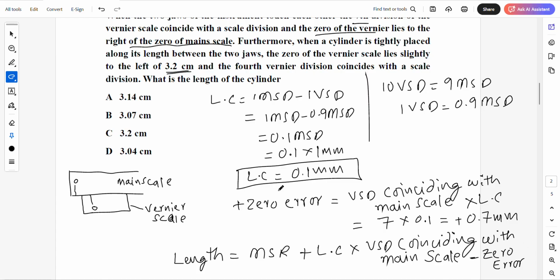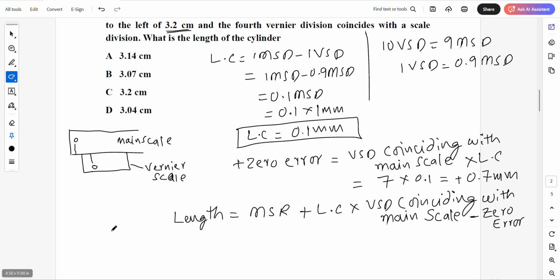Now they are saying that furthermore, when a cylinder is tightly placed along its length between the two jaws, the zero of the vernier scale lies slightly to the left of 3.2. Left of what? 3.2. Understood? If 3.2 is here, which is the previous one? Previous one will be 3.1. Right, understood.